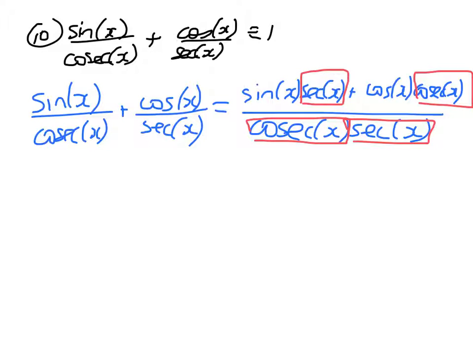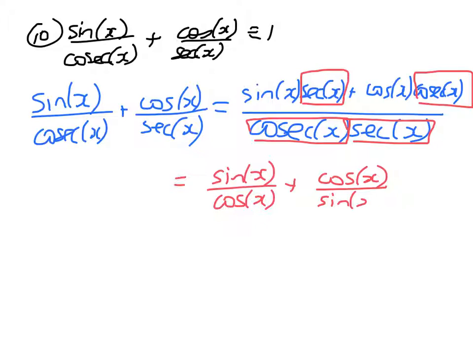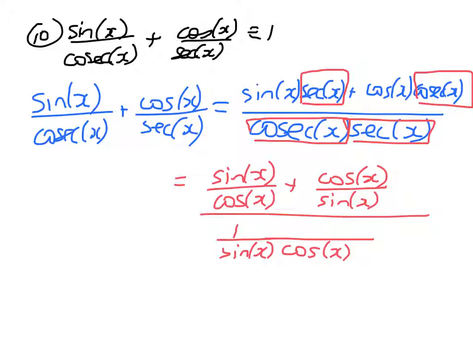So we'll try that. So sine of x sec of x on the top line is sine of x over cos of x. Right? Cos of x cosec of x is cos over sine of x. Right, now what have I got on the bottom? Well, I've got 1 over sine of x cos of x. Right, so this looks a bit worse than usual, but it's not. I'm just dividing fractions, so I'll move over here.